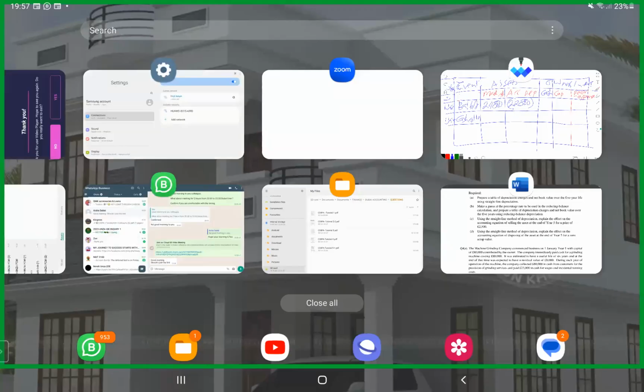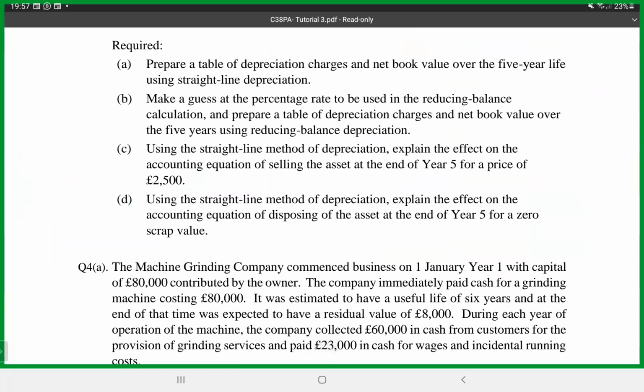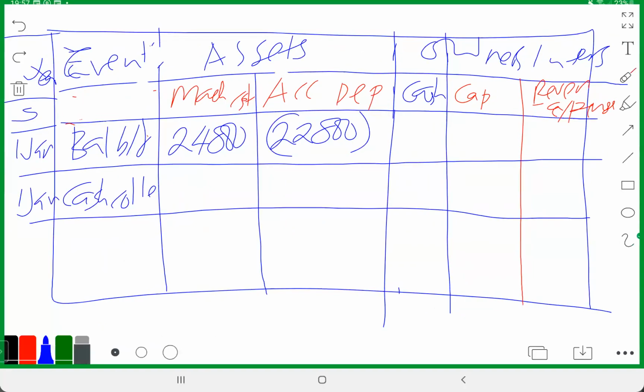Let me go back to the question and see. It's 2,500. So we are selling the asset for 2,500 cash. That's the cash. Then from there, what is after cash? Capital. We're on the other side, the owner's interest, so it's capital. So we have got cash.